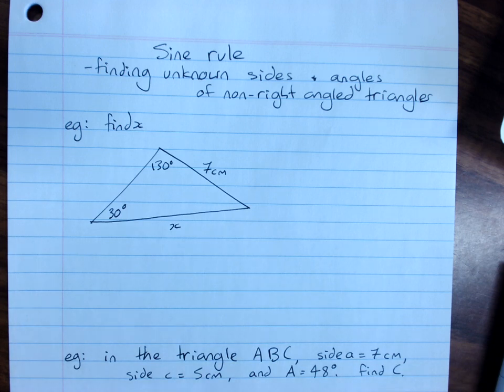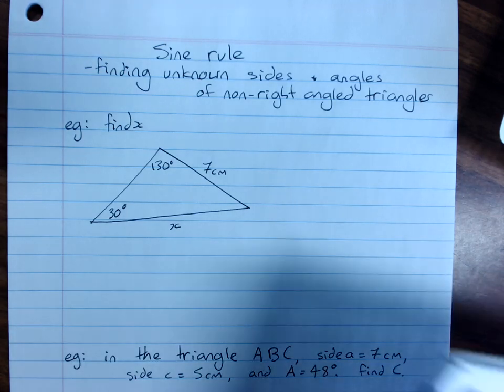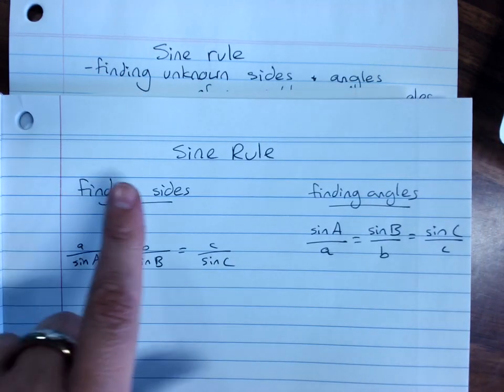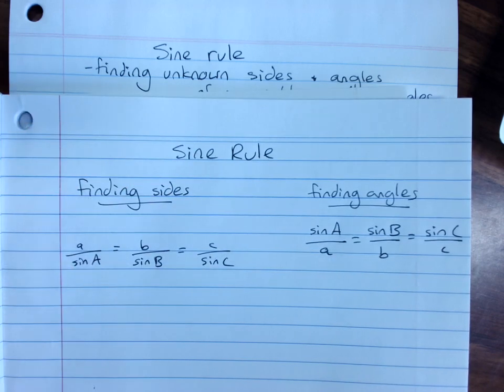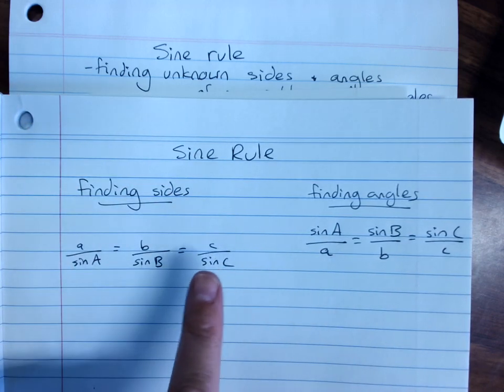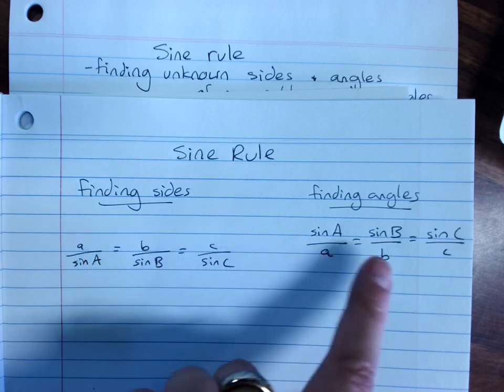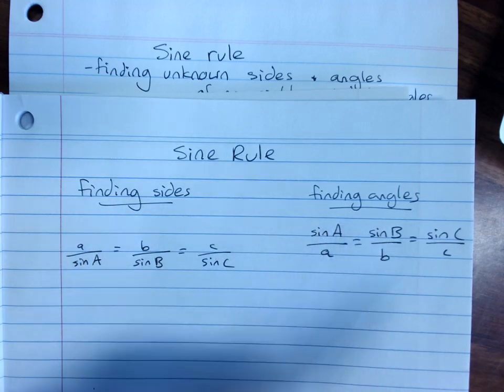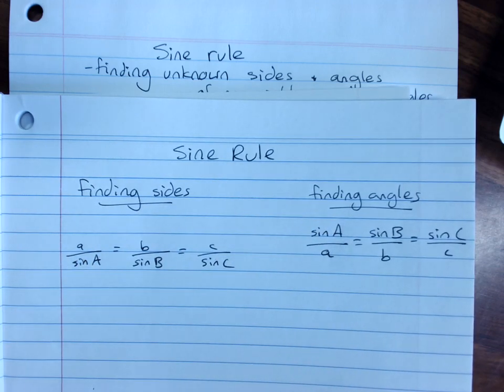Sine rule, finding unknown sides and angles of non-right angled triangles. Now I introduced you to the sine rule in the previous video, which was just showing you, look, this is our overview. So you really don't need to write this sine rule down again, which is why I'm just pulling it in here. But remember, this is our sine rule. It's got a different version for finding sides and finding angles, but they mean the same thing.